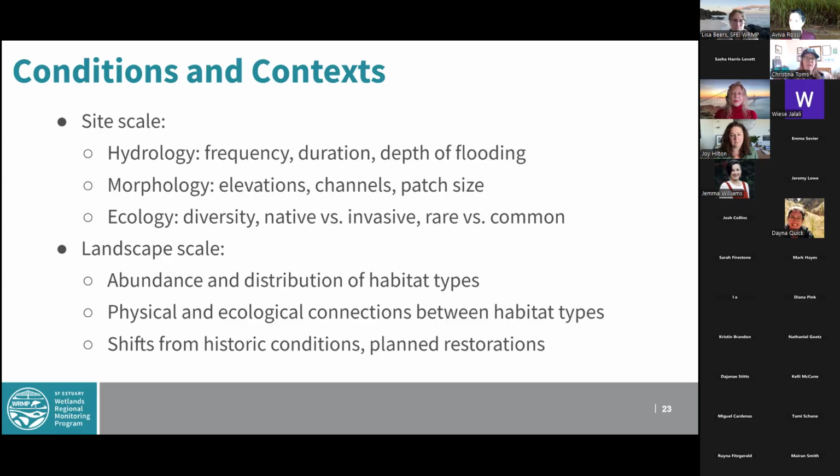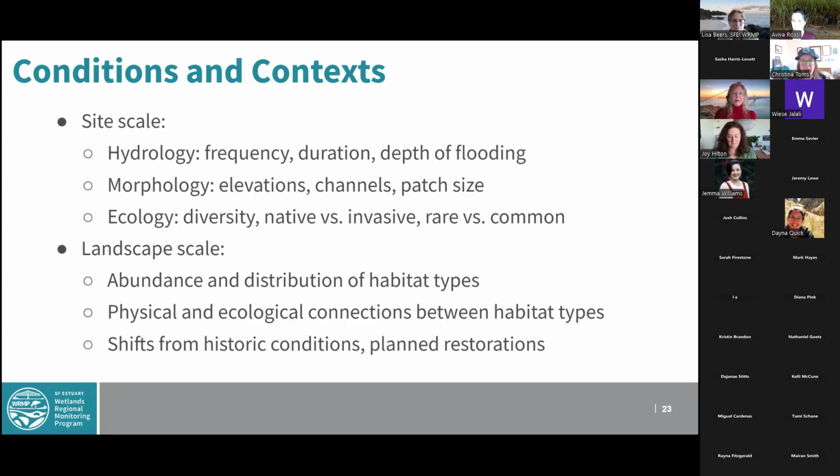Patch size, what is the size of these wetlands and how are they connected to other wetland patches? We want to think about ecology, right? What is the diversity within these wetlands? Do we have diverse plant communities, diverse fish and wildlife communities? Are communities dominated by native versus invasive species? What about rare versus common species? What kind of biodiversity is represented here? These are all factors that contribute to an understanding of site scale conditions and context.